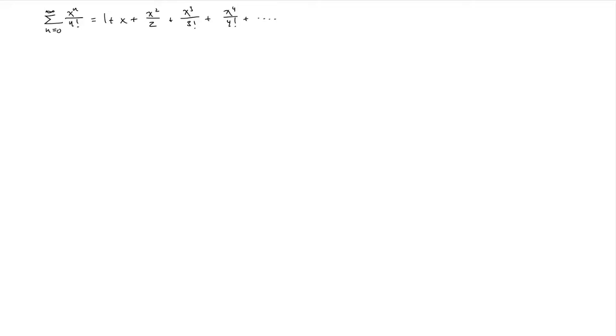Don't let those first few terms confuse you into thinking that there's something special going on there. The 1 is x to the 0 over 0 factorial, where 0 factorial is 1. The x is x to the first over 1 factorial. And the x squared over 2, well, 2 factorial and 2 are the same number. So it's the same pattern throughout. It's just that I've simplified the first few terms.